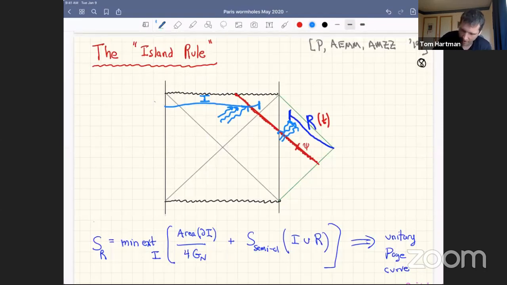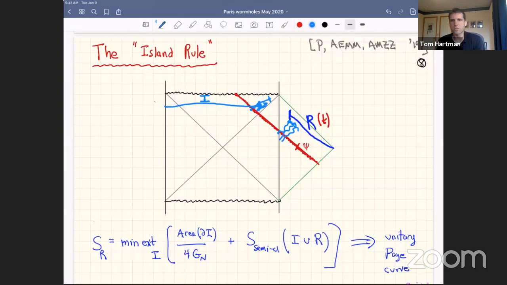I should really be drawing that radiation as coming after the shock wave, but it doesn't quite fit on my diagram. Okay, so there's radiation in R and in I, and the radiation in I purifies the radiation, the quantum fields in R.